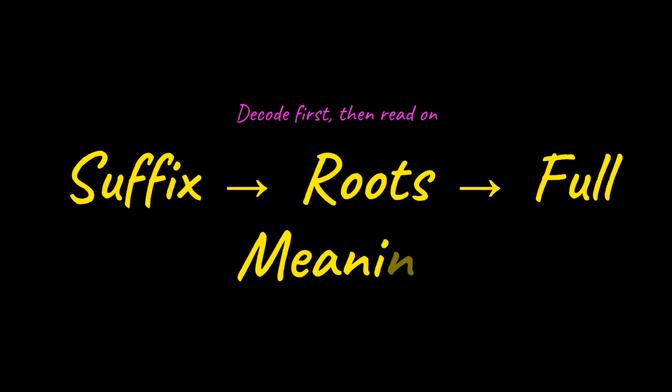The standard decoding strategy is to identify the suffix first, then the roots. For cardiomyopathy, pathy signals disease, myo signals muscle, and cardio signals heart. Master these parts and any compound term built from them becomes readable on sight.